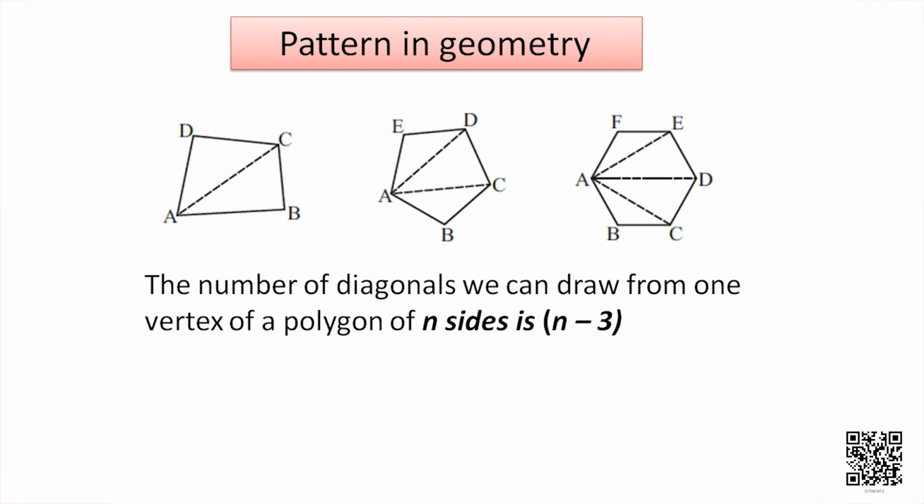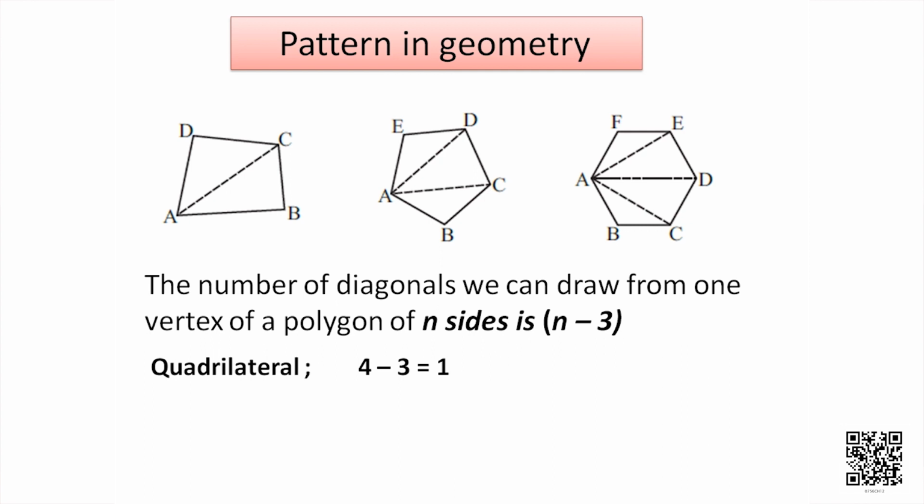I have a quadrilateral which has 4 sides, and then n minus 3. Here n means the sides of the polygon. So, 4 sides of the quadrilateral minus 3. So, n minus 3, 4 minus 3 gives you 1. How many diagonals are there in the quadrilateral? You can see in the first picture there is one diagonal.